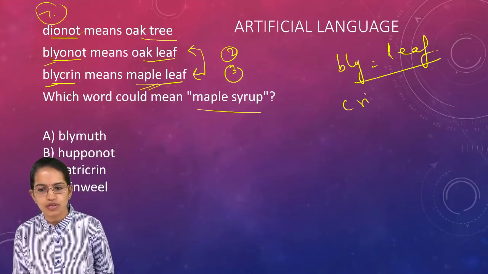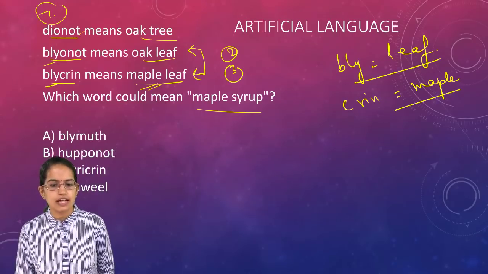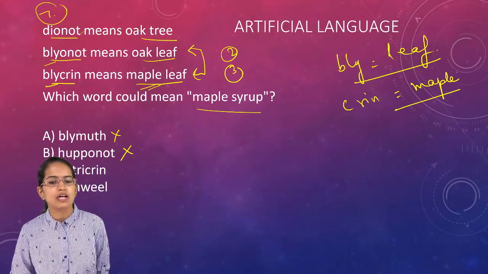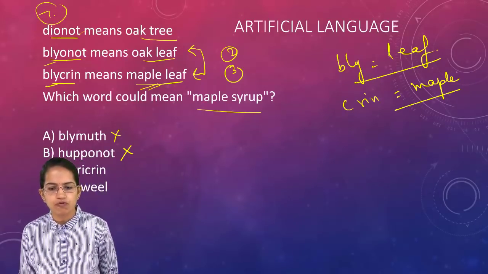Maple would stand for crin. So crin is equal to maple. So only those choices which have crin would be the right option. So I'll remove the other choices. That's the first way.